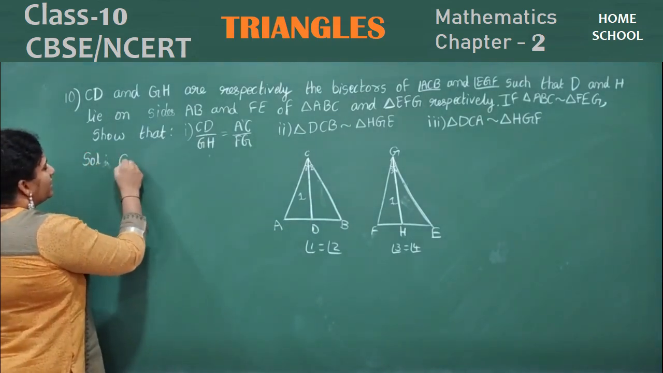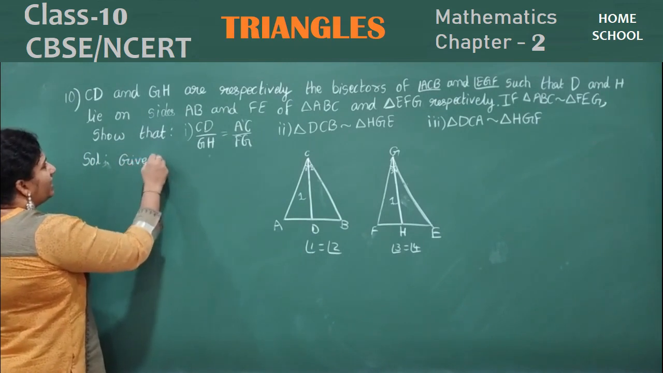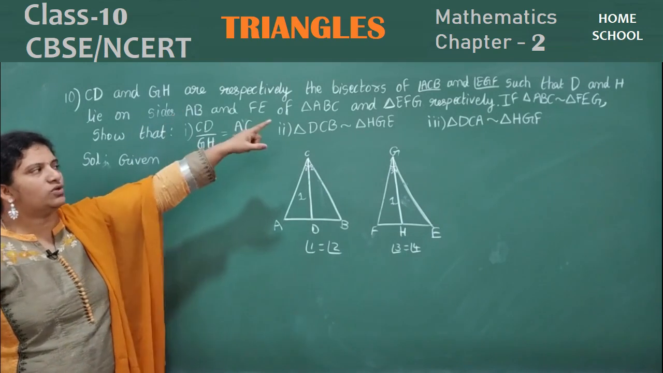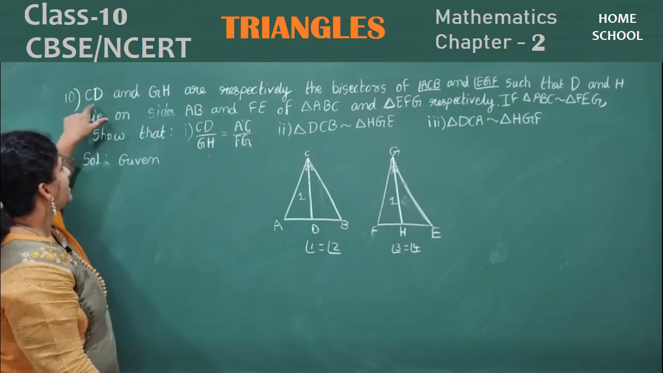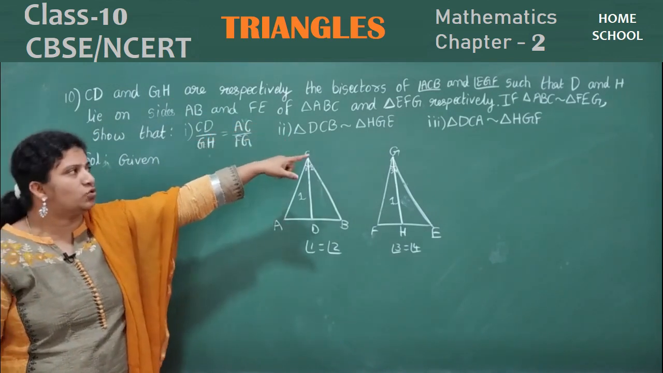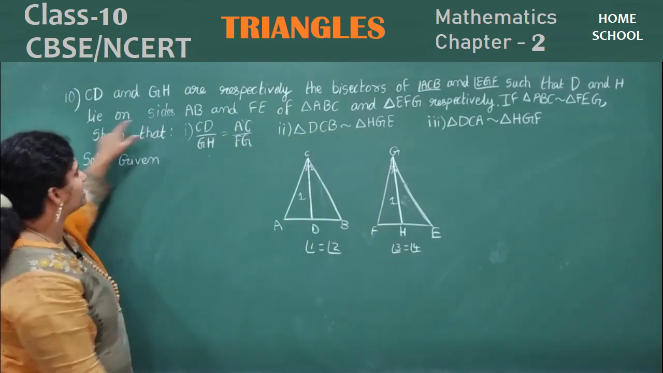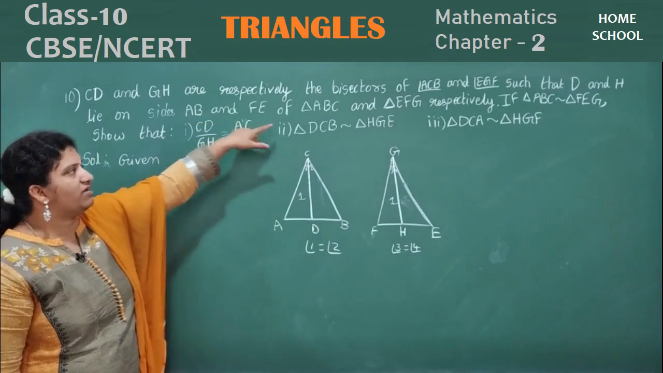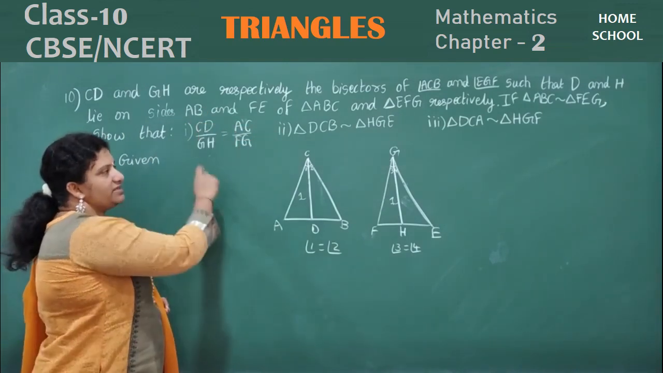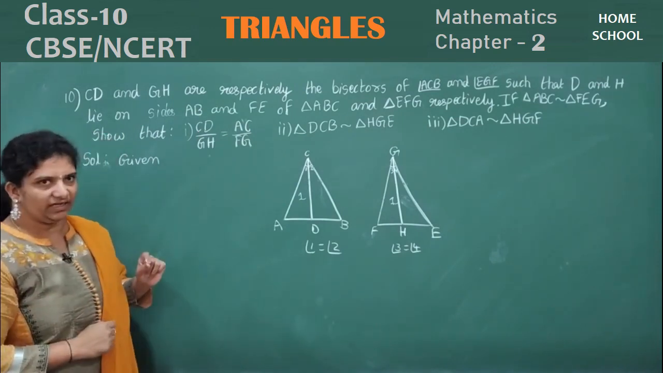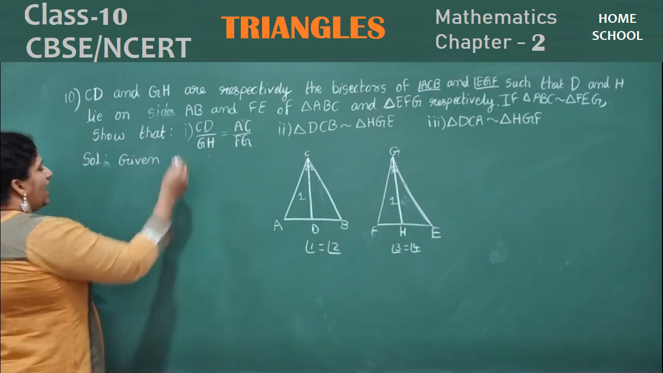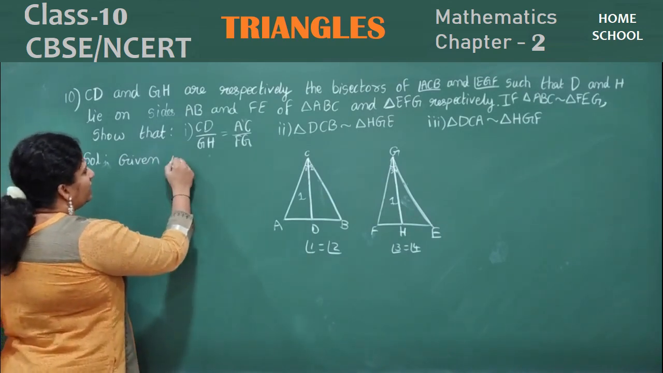Solution. First, given data. What is the given data, children? You just write this given data. Given: these two are the angular bisectors. CD and GH are the bisectors of those two angles such that D and H lie on the sides AB and FE of triangles ABC and EFG. Children, please write these two statements in the given data. There is no limited space here.